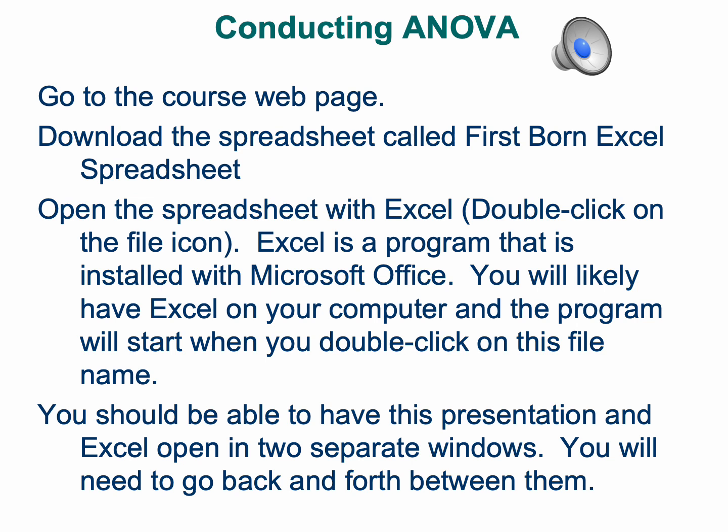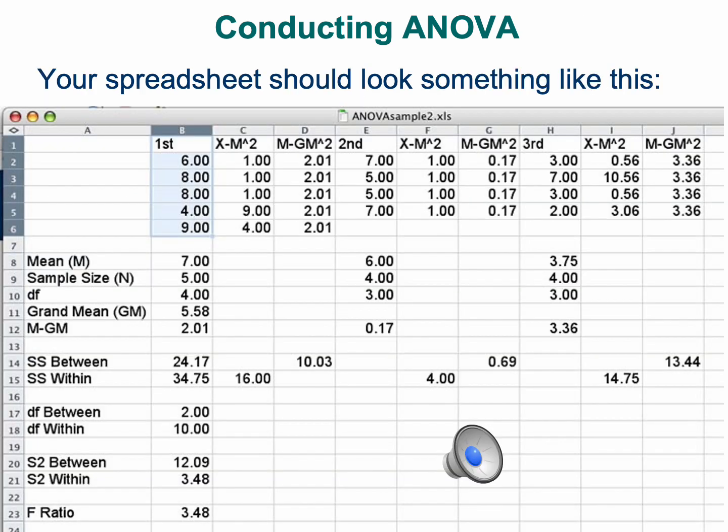And you should try to have this presentation up along with the Excel spreadsheet so you can go back and forth between them as we go over the calculations. It'd be nice to be able to change numbers and see what happens and stuff like that. So you've got a window up with the presentation and a window up with the Excel spreadsheet. Your Excel spreadsheet should look something like this when you open it up. If it doesn't, then you've got some kind of a problem and you need to go investigate why Excel is not running on your computer or some trouble in downloading the file.